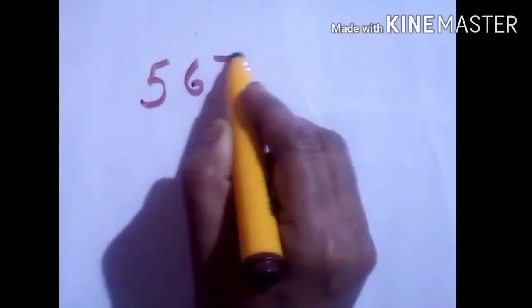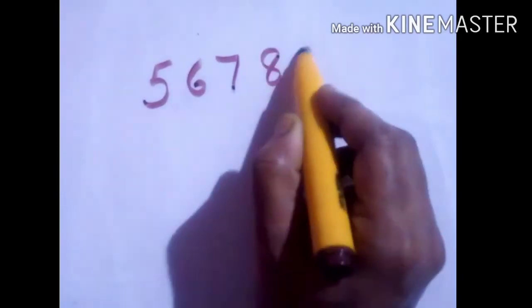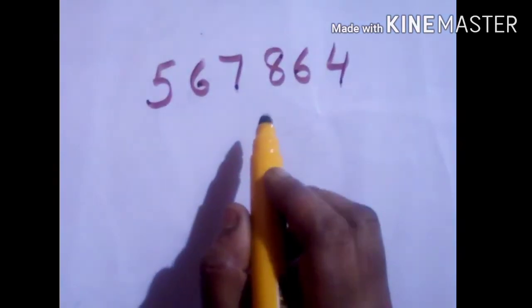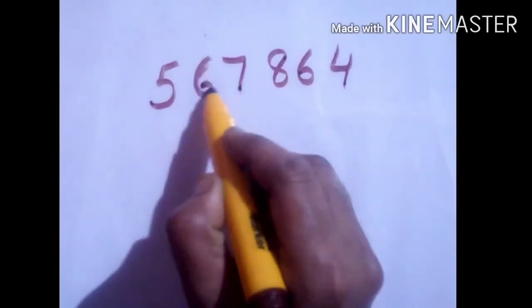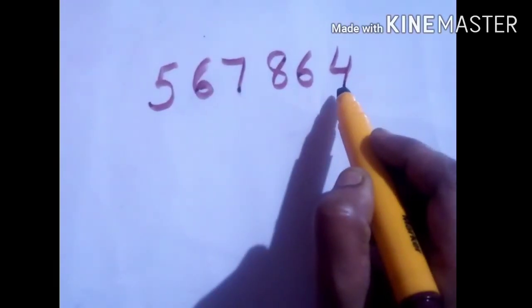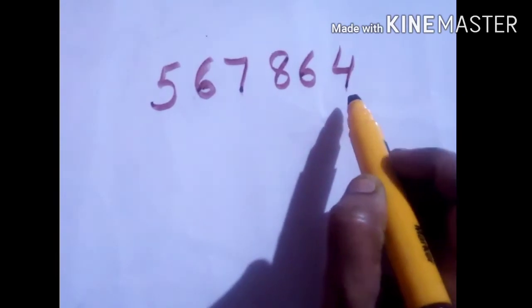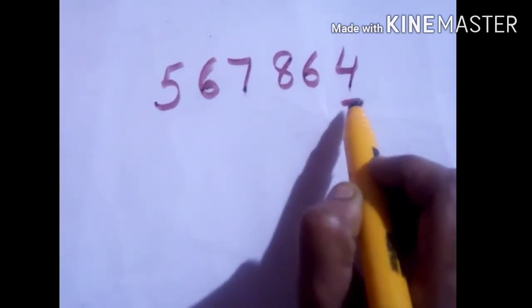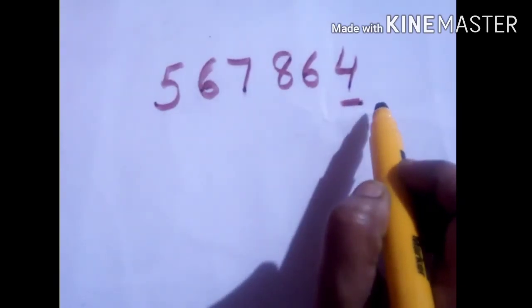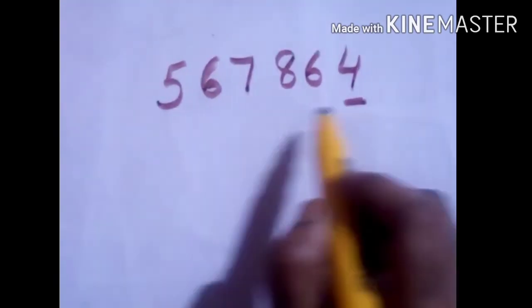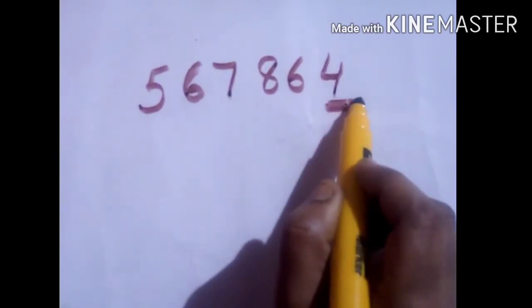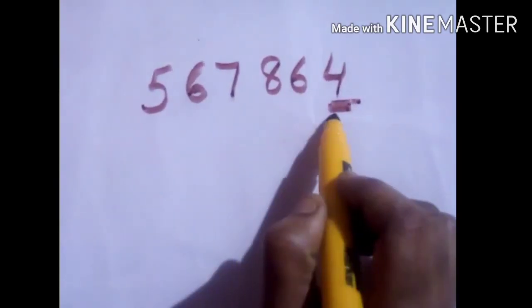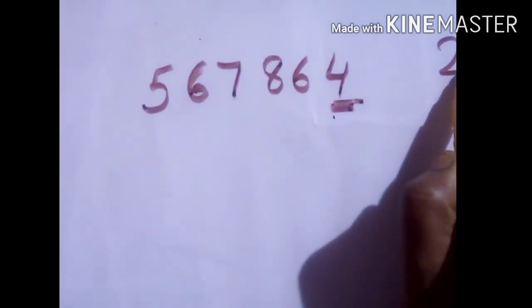The example is 5,67,864. So we have to check whether the number is divisible by 18. First we have to check with 2. As I told you, the divisibility of 2 is: if the ones place digit is 0, 2, 4, 6, 8, then the number is divisible by 2. Here the unit place digit is 4. So the number is divisible by 2.